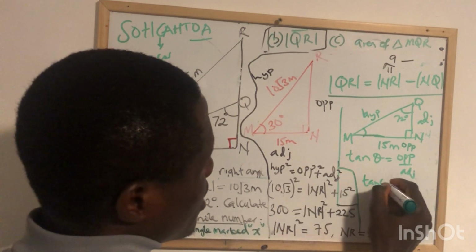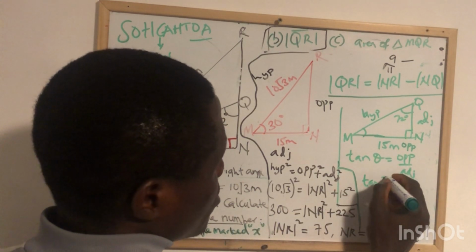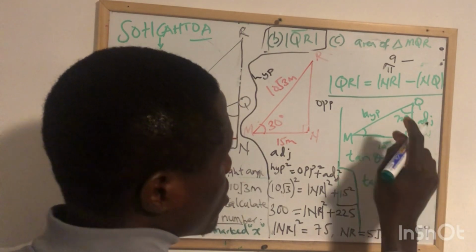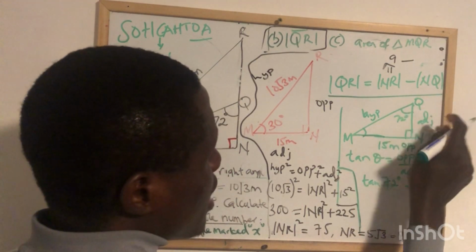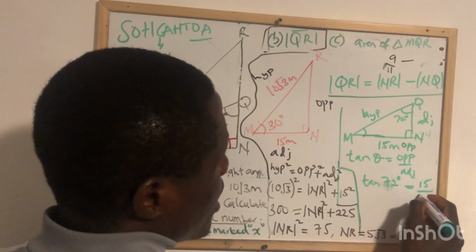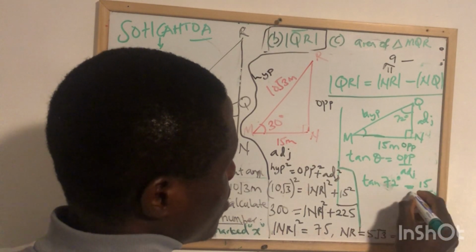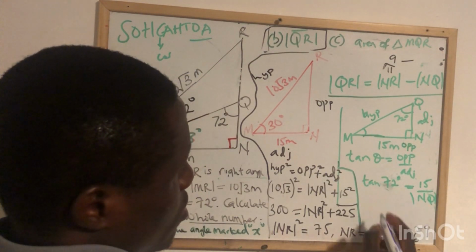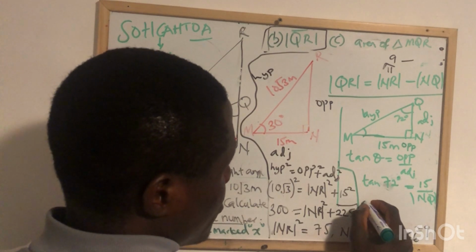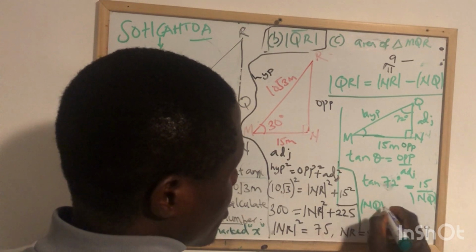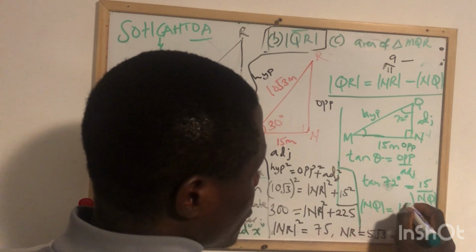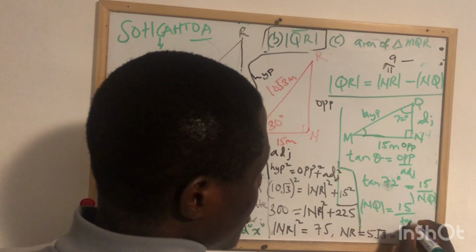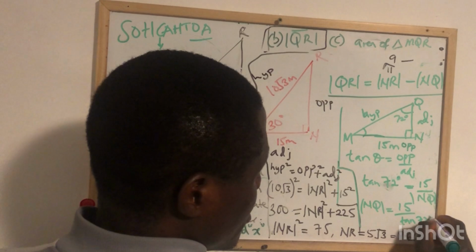Tan theta, which is 72 degrees, equals opposite 15 over adjacent, which is my NQ that I'm looking for. So NQ is equal to 15 over tan theta, which is tan 72 degrees.